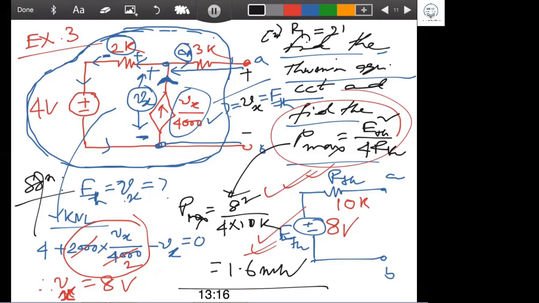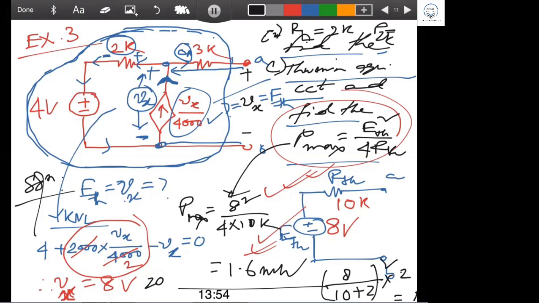You follow the formula. What is the formula? 8 divided by RS, where RS is your 10 plus 2K, then the whole square, into 2K. You can calculate it. Then a question can come, okay, if the power is 20 milliwatt, question C, find the value of RL by connecting an RL over here. This is RL you are going to put. This is the additional thing.